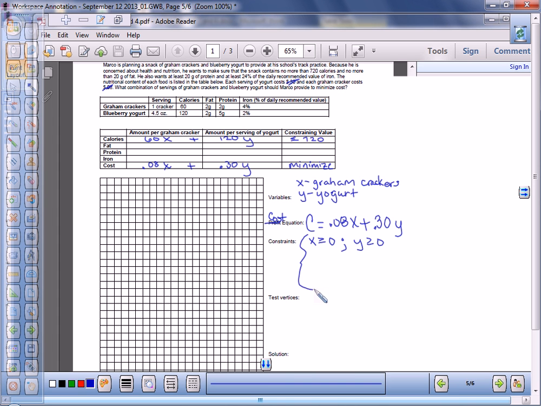And like I said, you don't have to have this chart. It might help you. It might not. So 60x plus 120y has to be less than or equal to 720. That's one of my constraints.